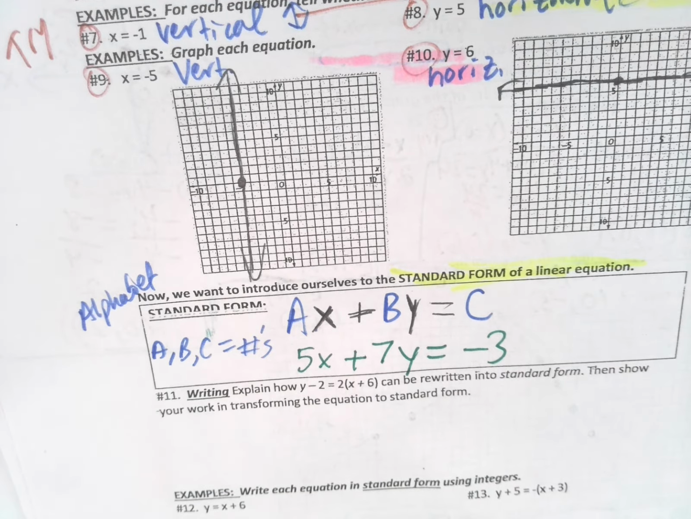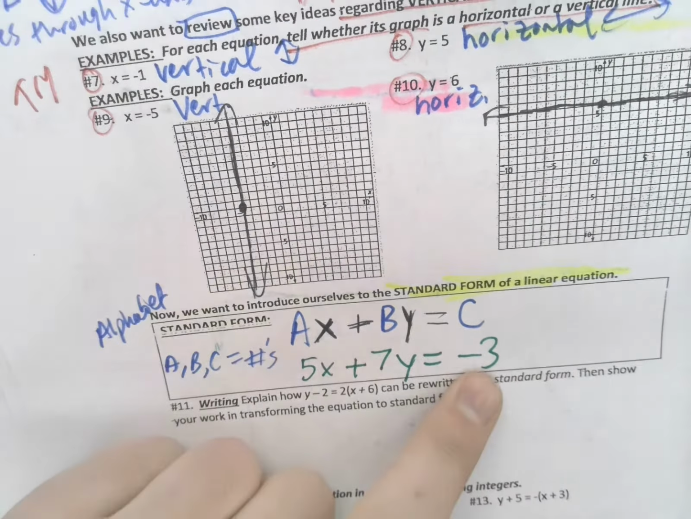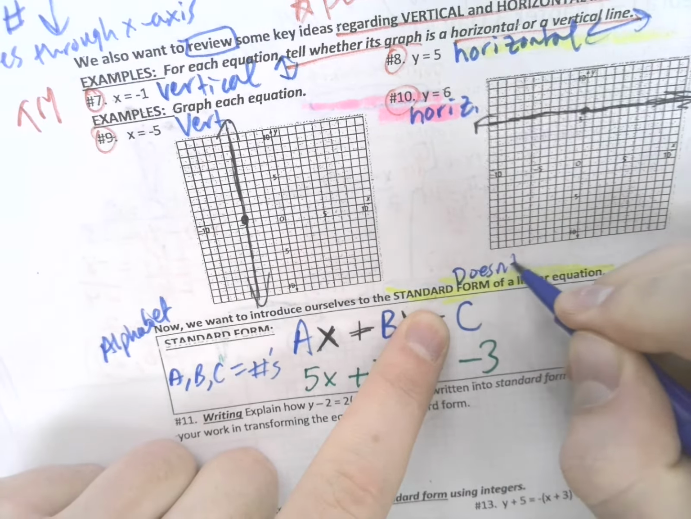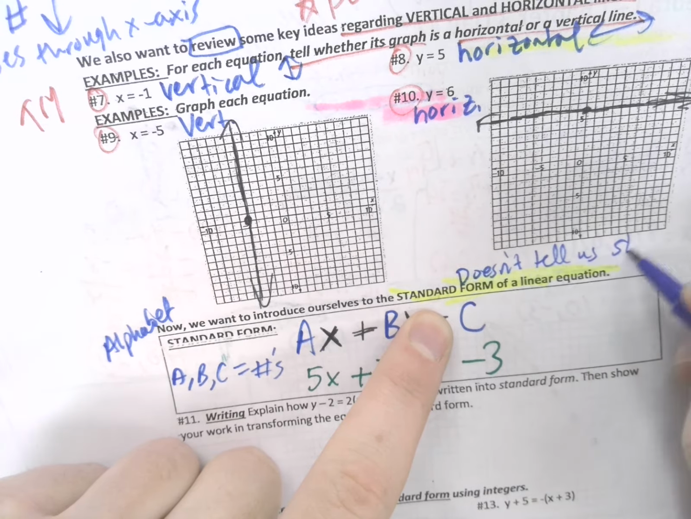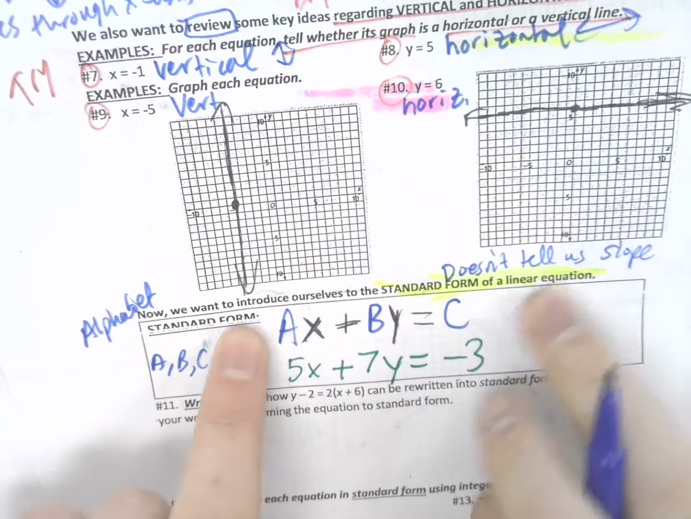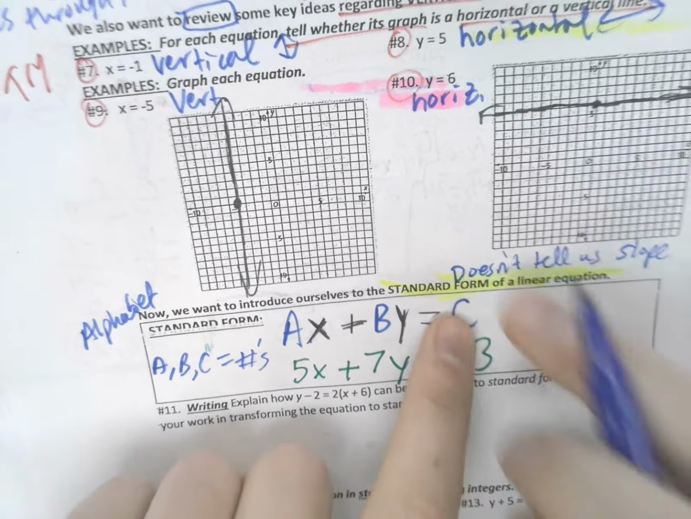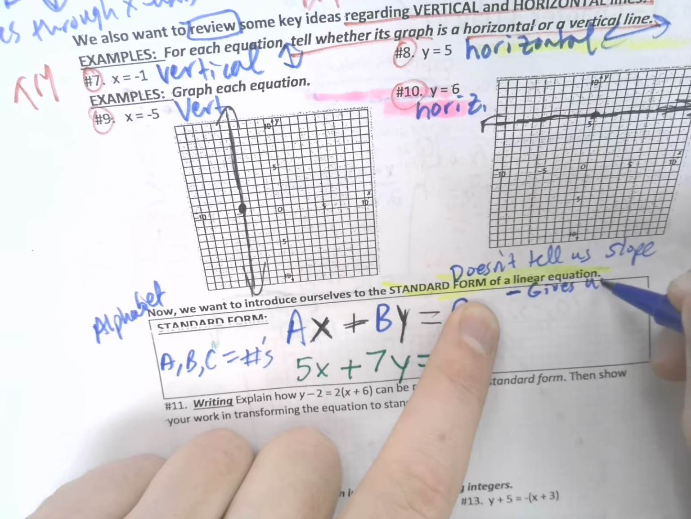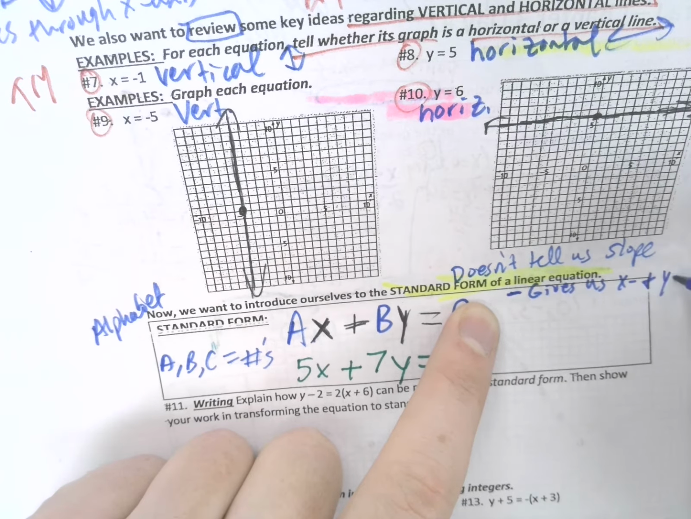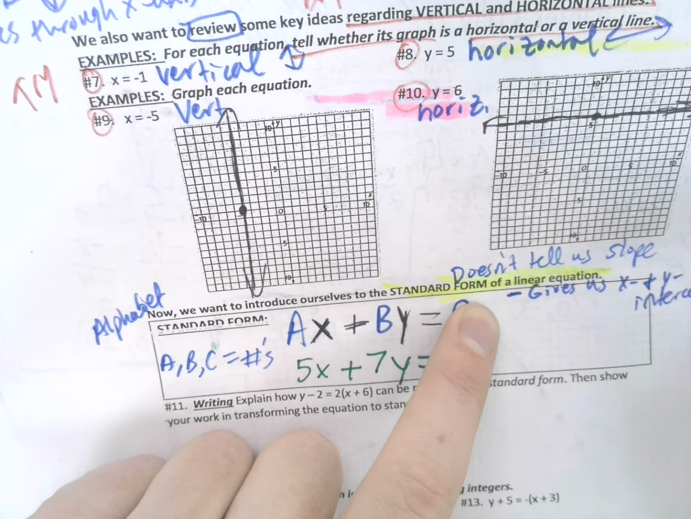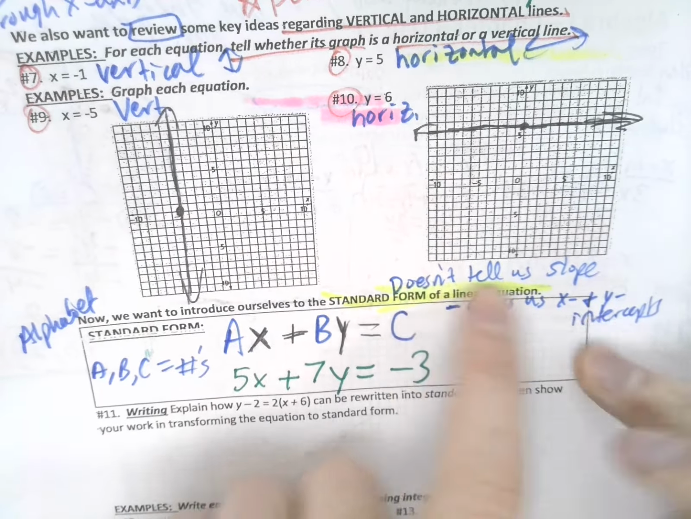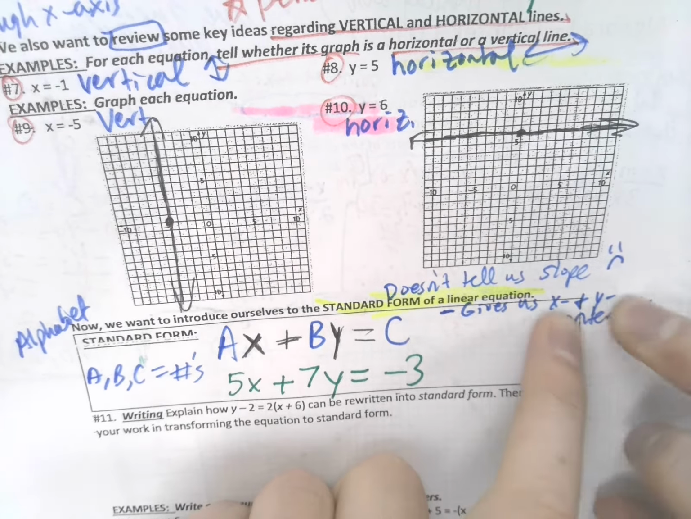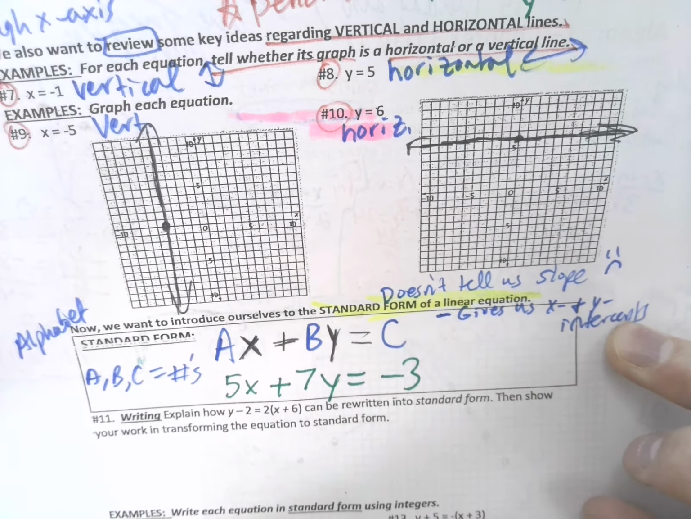Now, a couple fun facts about standard form. Number one, unfortunately, this form does not tell us our slope. But what it does is it gives us the x and y intercepts. So even though it doesn't tell us the slope, which I know kind of stinks, it does give us 2 points. And if it gives you 2 points, guess what? You can find the slope between the 2 points.